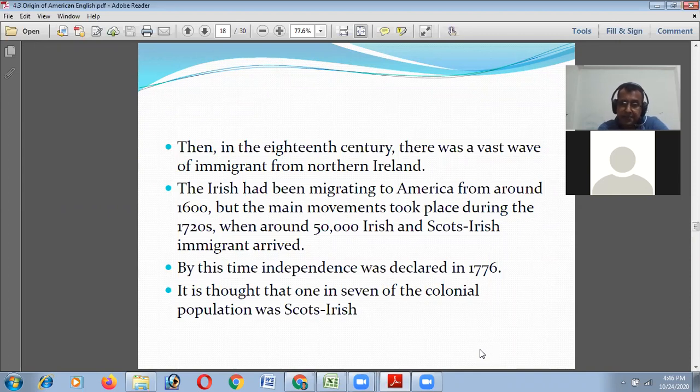By this time, American independence was declared in 1776, and it is thought that one in seven of the colonial population was Scots-Irish. So when America declared independence in the 18th century, one in seven people living in America had a pronunciation pattern not like standard British English. It is like Scots-Irish English.